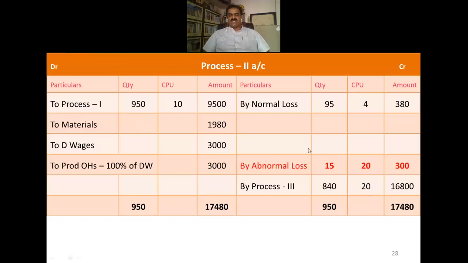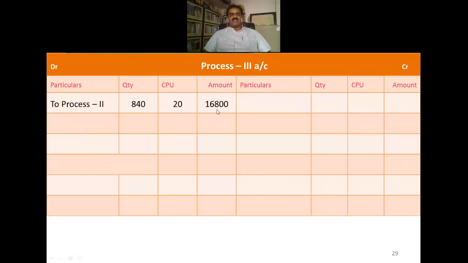Now after finishing this second process, we need to prepare the third process. To prepare the third process, remember that the output of the second process is 840 units at the rate of 20 rupees, that comes to 16,800. This will become the input for the third process: 840, 20, 16,800.